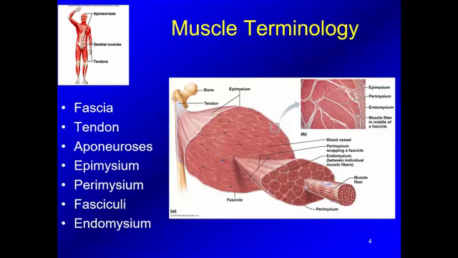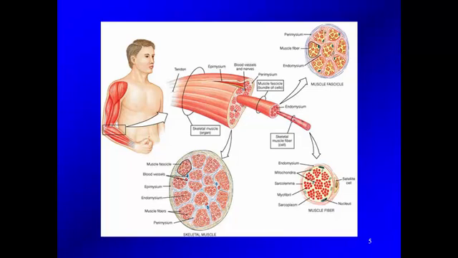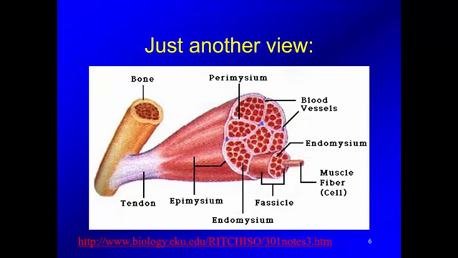Got that? Here's another picture. Okay, so the whole muscle with epimysium, a bundle called a fasciculus wrapped around by the perimysium, and a muscle fiber wrapped around by the endomysium. Okay. Here's one that's even more clear, perhaps. Okay, just another view of the macrostructure of a muscle.